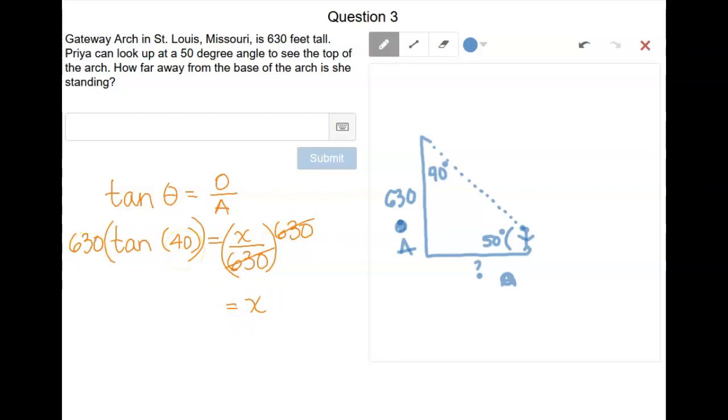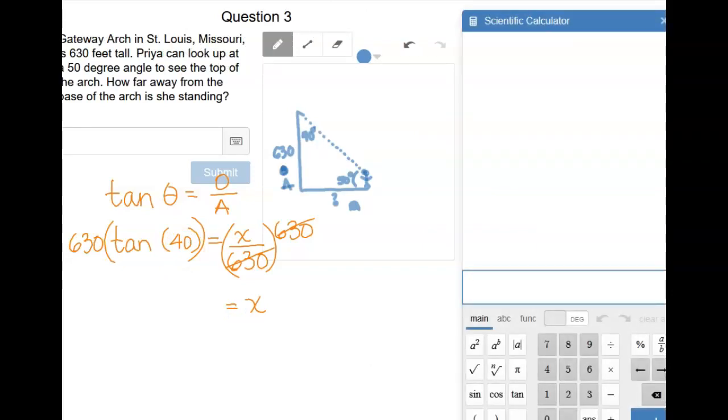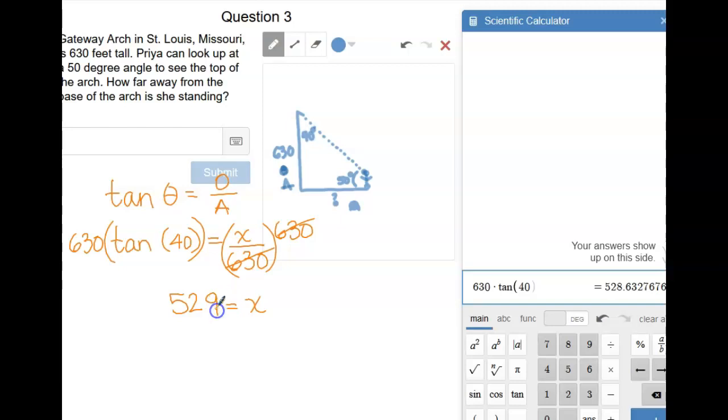Again, let's grab our calculator. We're going to do 630 times the tangent of 40, and we have about 528.6. So she is standing approximately 529 feet away from the base of the St. Louis Arch.